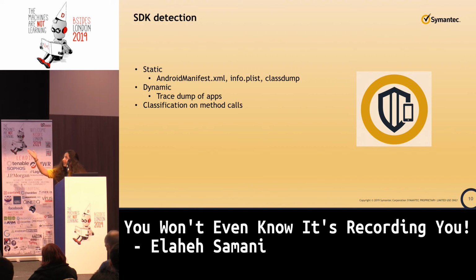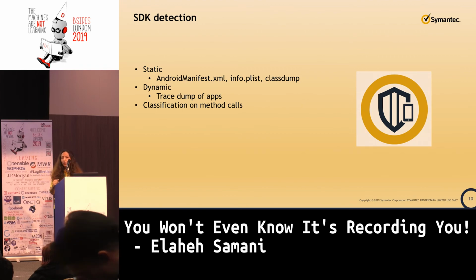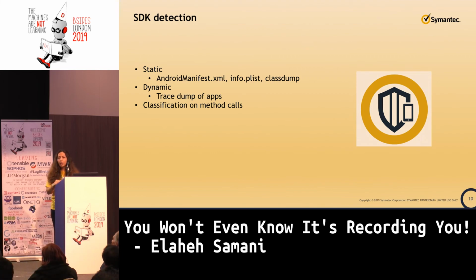That's where you can use classification of method calls. And that's again static. You can just grab the class dump information. Or you can use a trace dump if you want dynamic information, just to make sure. Because static information will tell you that the app has the possibility or capability, but it doesn't necessarily tell you that it is actually recording. That's why we looked at both static and dynamic to see if they start recording. In our dynamic analysis, the default is 2 minutes. So inside 2 minutes, we see that they started recording.